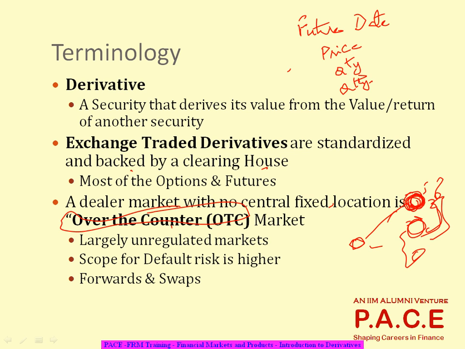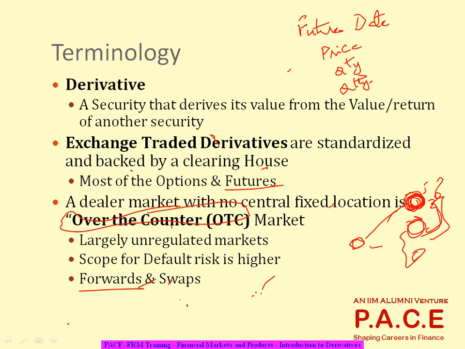Sometimes they happen just between two parties. They are all forward contracts, or they are OTC contracts. And if they are happening on an exchange at a central location, we call them exchange traded derivatives. So name-wise, there are 4 types of derivatives, as I said. One is forward contracts. One is a futures contract.